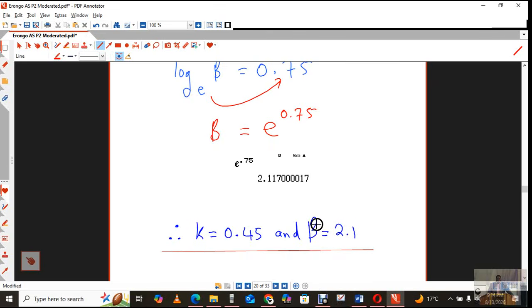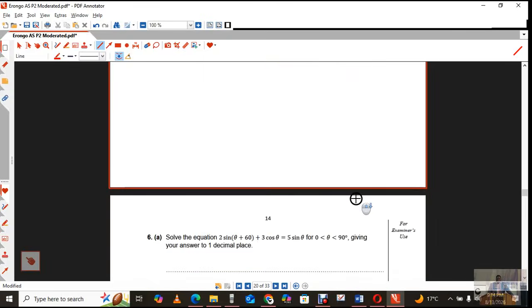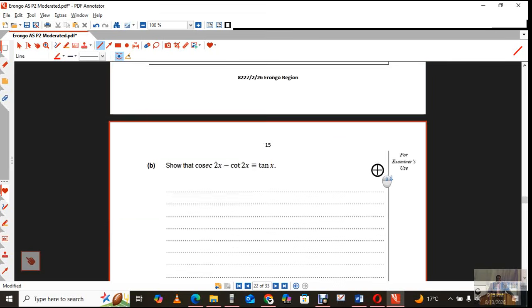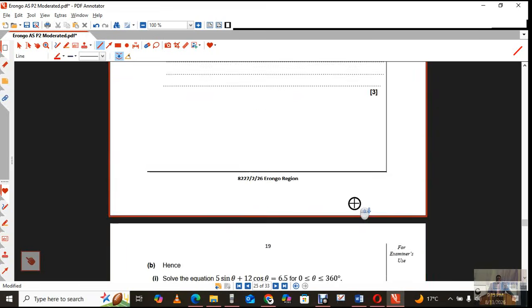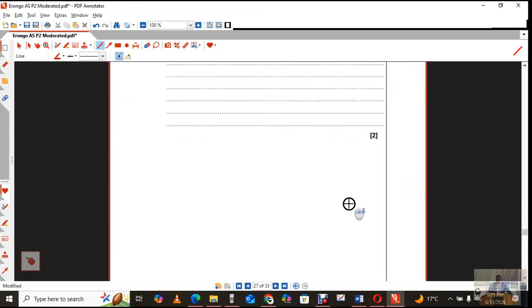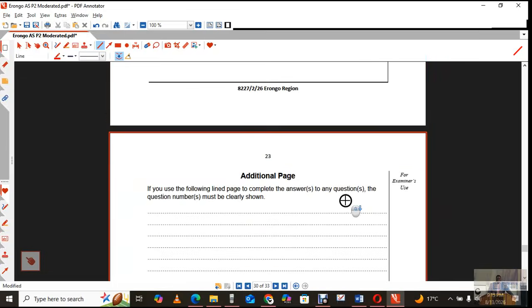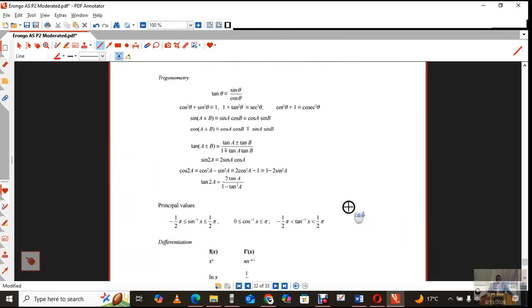So be on the lookout for questions where you are specifically told what it is that you're supposed to do. Right, let's come to question 6. We are supposed to solve an equation. There are some compound angles involved here. So again, let me go back to my formula sheet so you don't make mistakes when it comes to the compound angles, like sine of a plus b, sine a cos b, and so on.